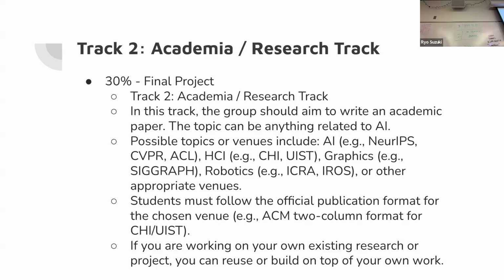Students follow a publication format, so writing is more important. They take a paper format, and then submit it by the end of the semester. That's it. And again, if you're working on your own existing research or project already, you could also use that too. The idea is that if you can write a paper or some kind of research by the end of the semester, that is the goal.